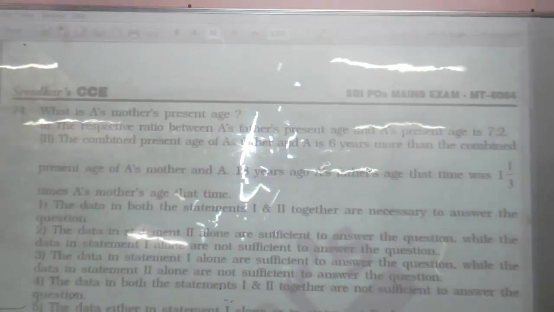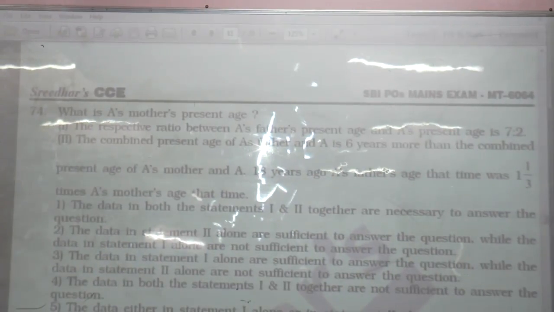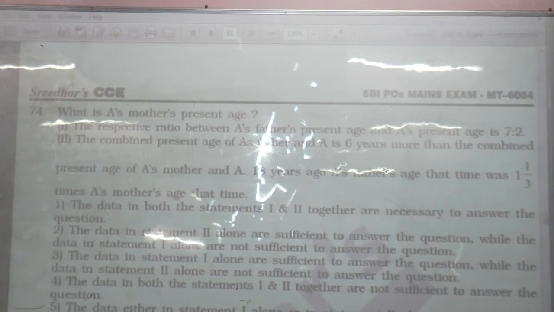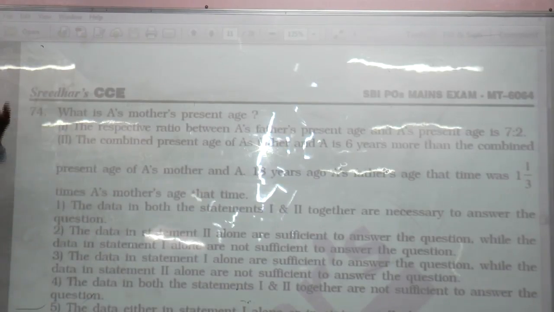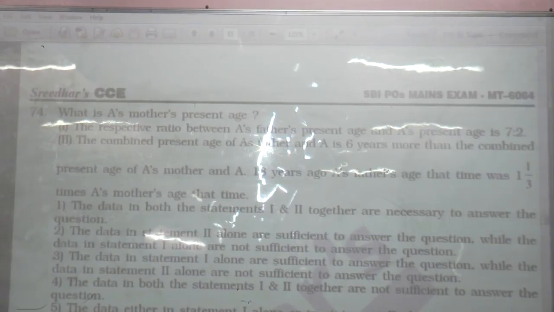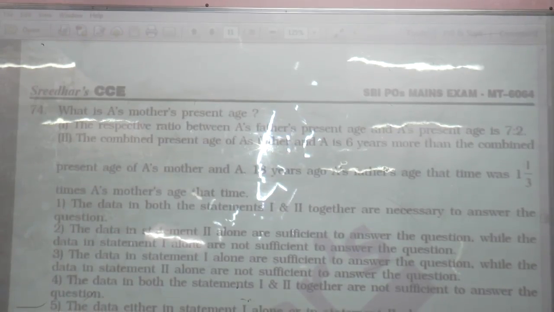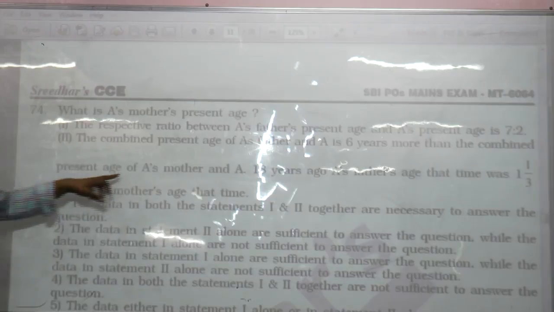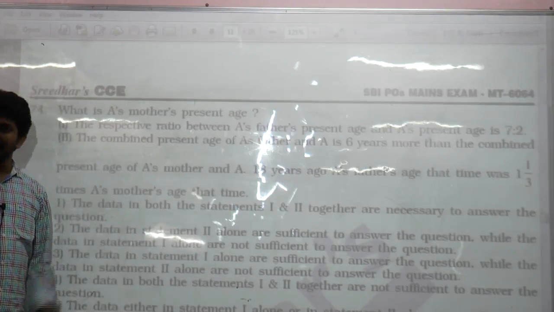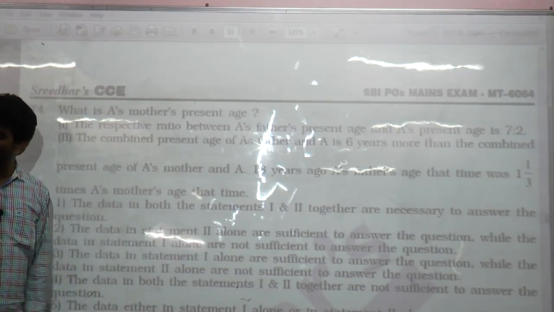What is A's mother's present age? The ratio between A's father's age and A's present age is 7:2. You don't have any number here. First of all, you will not get answer from first. Second one, the combined present ages of A's father and A is 6 years more than the combined present ages of A's mother and A. In the sense, father's age is 6 years more than mother's age, right?